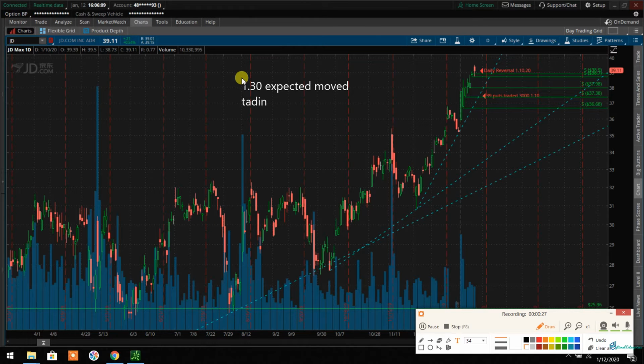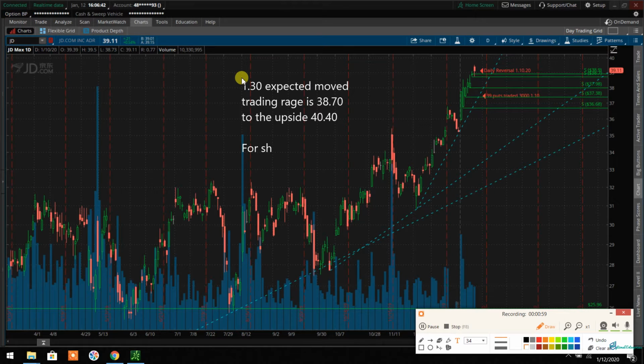Trading range is going to be 38.70 to the downside. To the upside, we're looking at 40.40. Now that's just what the options market is pricing in. I am looking at this for a reversal, short term of course.